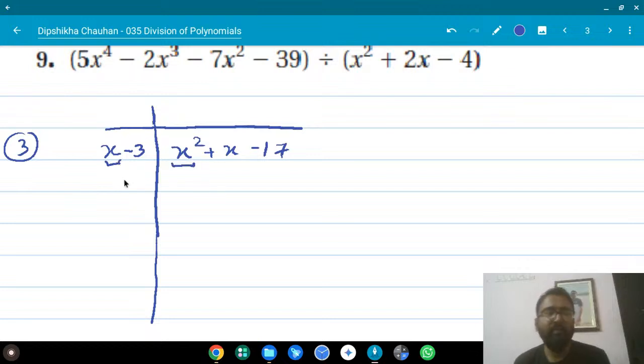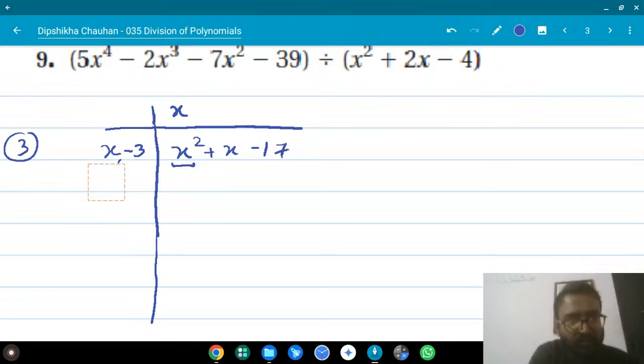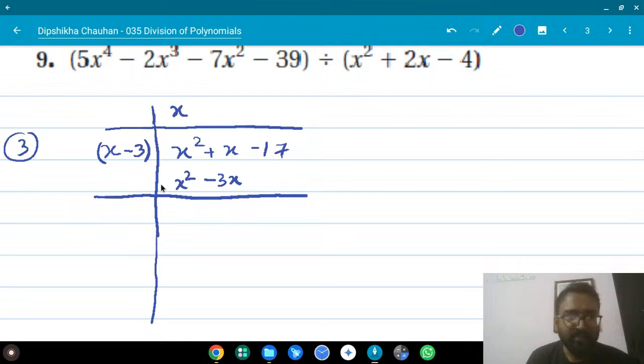By multiplying which term do we get x square from x? It is x times. So don't do anything about the rest of the factor. So x times x minus 3, we have to do this. x times x will be x square, and x times 3 will be minus 3x. Make a line and subtract. When you subtract, the signs will change. These two get cancelled, and x plus it is minus 17.